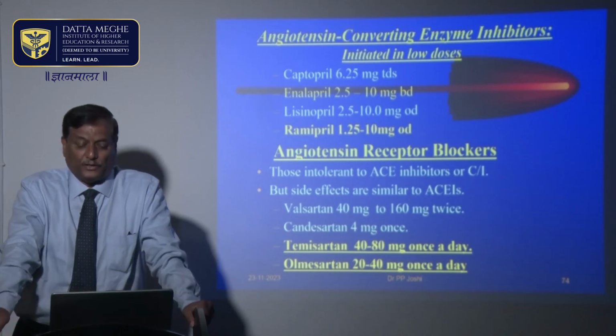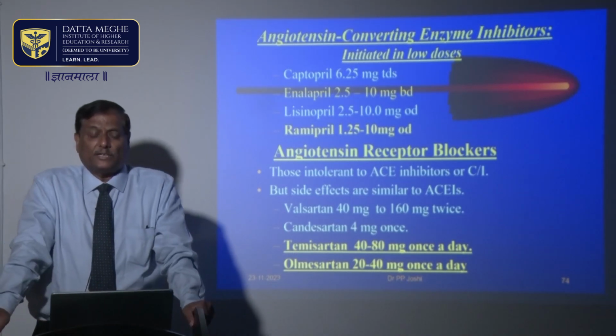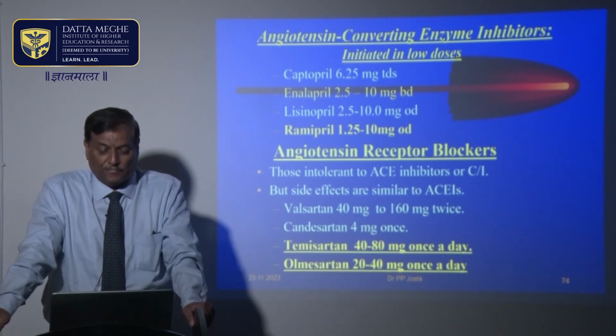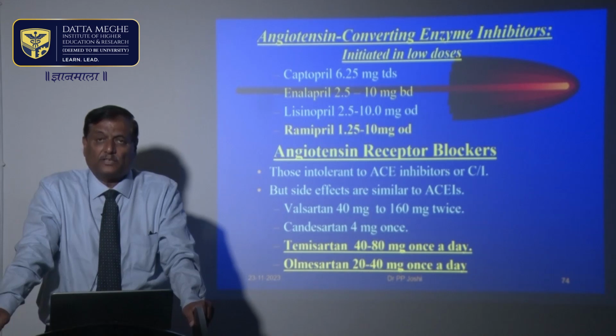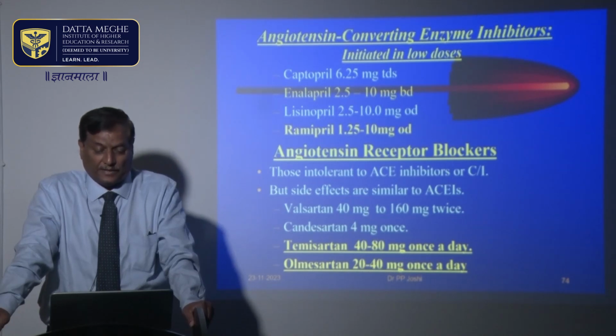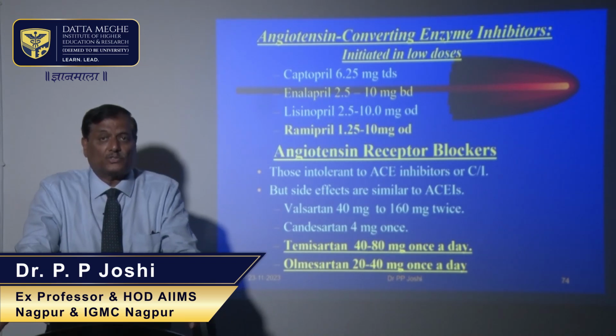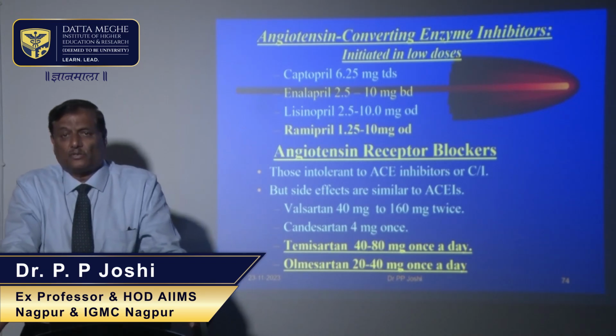Angiotensin receptor blockers are slightly more expensive as compared to ACE inhibitors. They are used in patients who are intolerant to ACE inhibitors or in whom they are contraindicated, but the side effects are very similar to ACE inhibitors, except that they do not cause chronic cough and they do not cause angioedema.